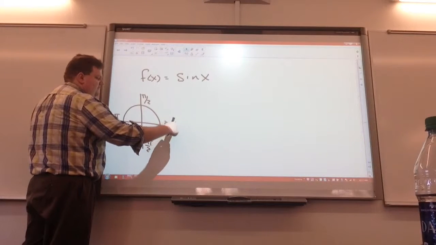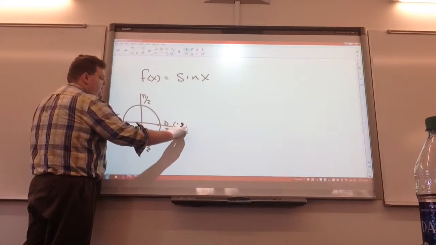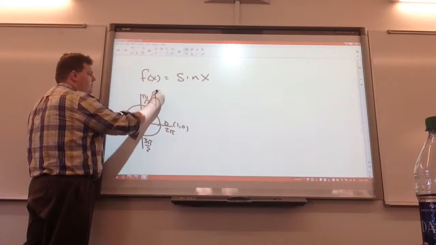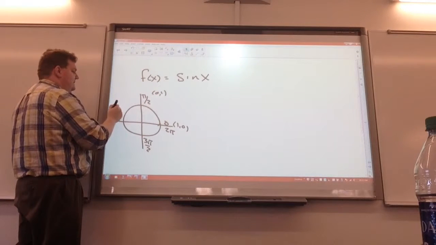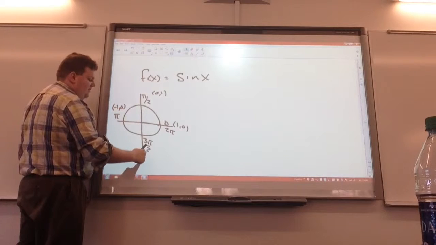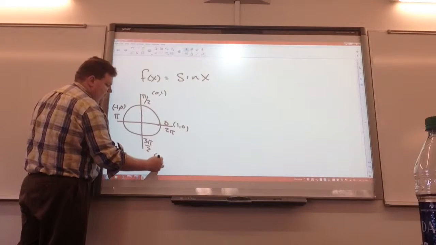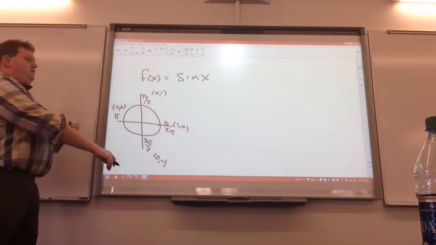Coordinates here are going to be what? What's the x, y coordinate at 0? 1, 0. At pi over 2? 0, 1. At pi? Negative 1, 0. And at 3 pi over 2? 0, negative 1. Good. Keep you guys honest.